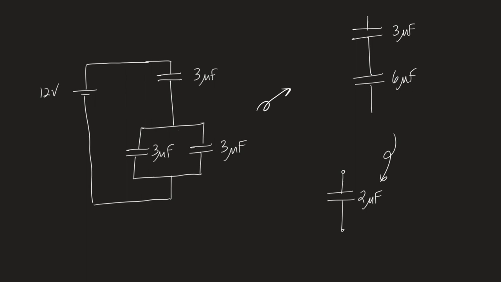So we have stepwise reduced our circuit to a single capacitor, and this capacitor is still being serviced by the 12-volt battery. So now we start here and work backwards. The 2 microfarad capacitor is connected to our 12-volt source. So we use our rule for capacitors to determine how much charge is on the capacitor. 2 times 12, 24 microcoulombs.